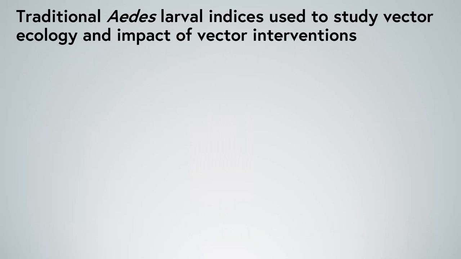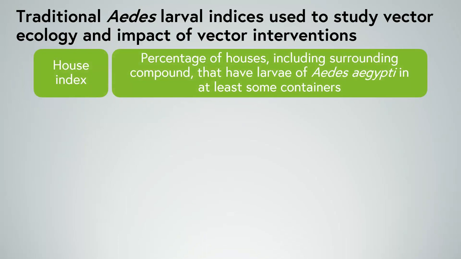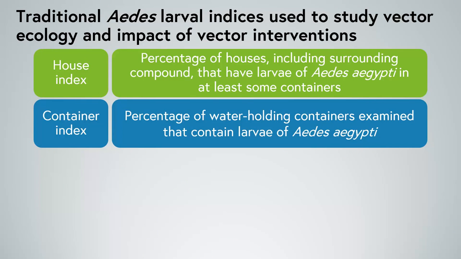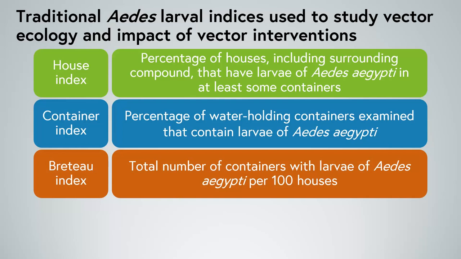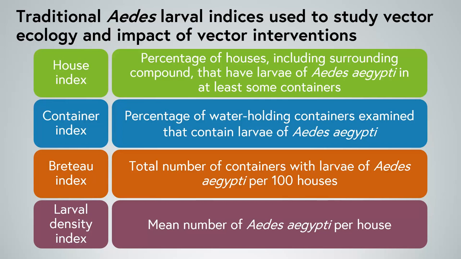Larval surveys involve identifying all or most of the immature mosquitoes found in every container or representative sample of containers in the target area. The traditional indices used to study the impact of vector interventions are the house index, which is the percentage of houses, including the surrounding compound, that have larvae of Aedes aegypti in at least some of the containers. The container index is the percentage of water-holding containers examined that contain larvae of Aedes aegypti. The Breteau index is the total number of containers with larvae of Aedes aegypti in 100 houses being sampled. The larval density index, which is the mean number of Aedes aegypti larvae per house, is used less often because it is laborious, as it requires counting all of the larvae present in each container.